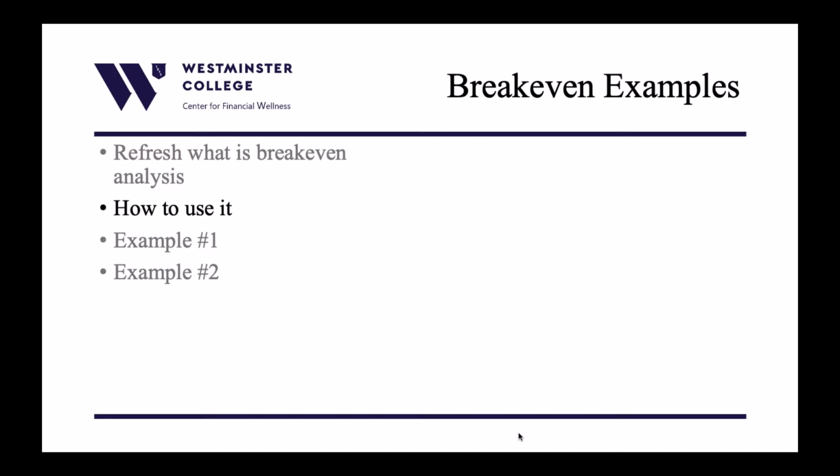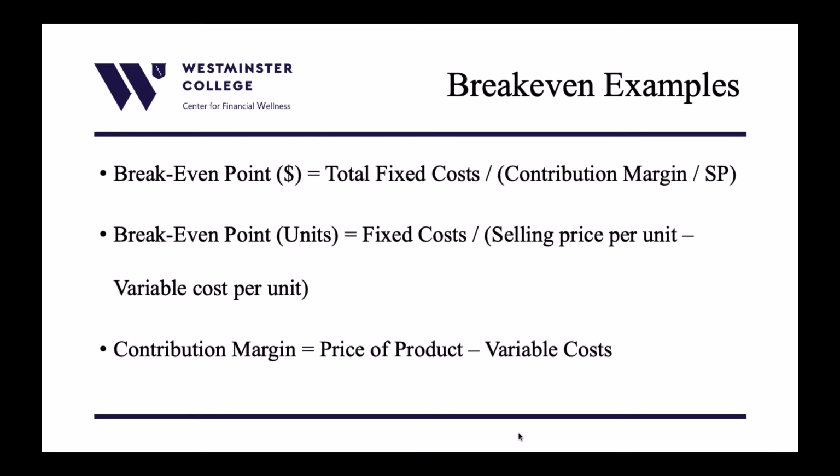Next, we're going to go on to how to use it. To find your break-even point in dollars, you'll need to take your total fixed costs divided by your contribution margin divided by your selling price. To find your contribution margin, you'll need to take your selling price of product minus your variable costs.